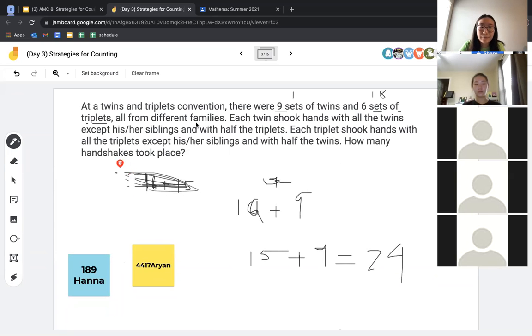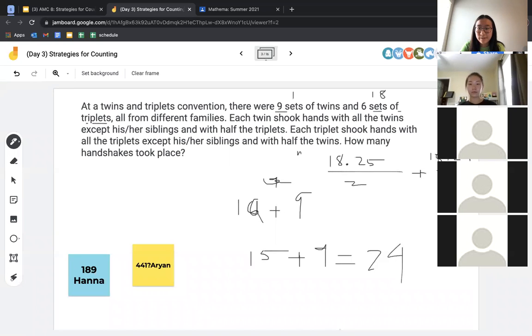We can also use our n times n minus 1 formula, but it's going to be a little bit different here. So there's 18 twins, right? That's our n. And then we multiply that by 25 because we add on the 9 triplets they're going to shake hands with. Then we divide that by 2. And then you add that to the triplet handshakes. So then that's going to be 18 times 24 because they have 2 siblings, so you remove 1 extra sibling, divide by 2. And I think that should equal 441.